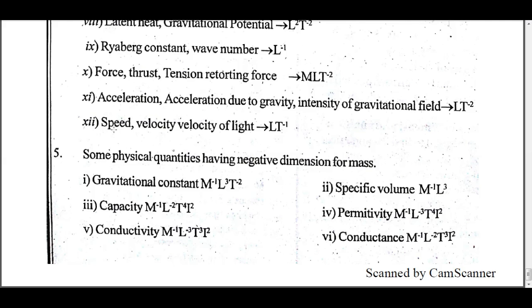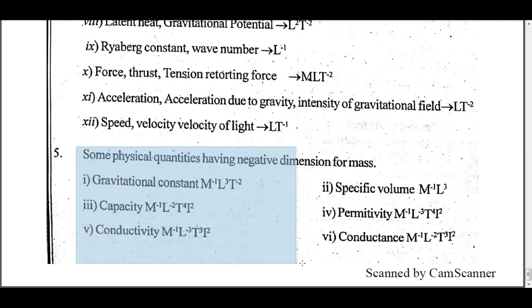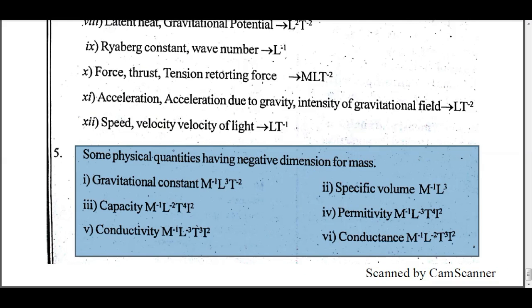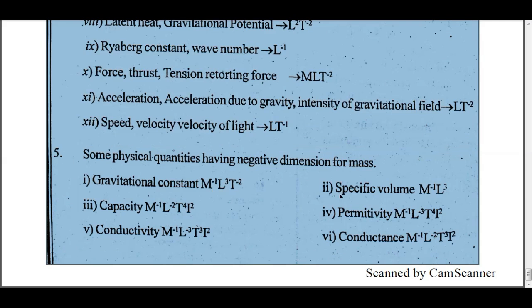And one more very important thing here is some physical quantities having negative dimensions for mass. For gravitational constant, negative dimension in mass, that is M power minus 1. For specific volume, M power minus 1. For capacity also, capacitance, permittivity, conductivity and conductance, in these physical quantities there is a negative mass dimension.